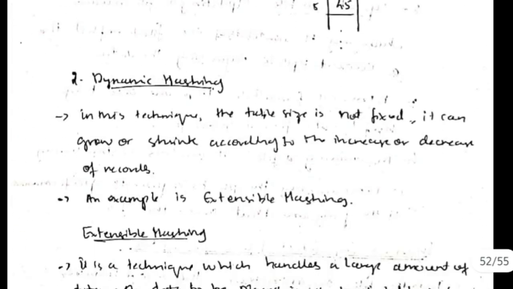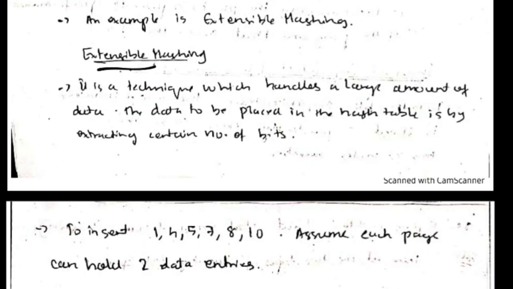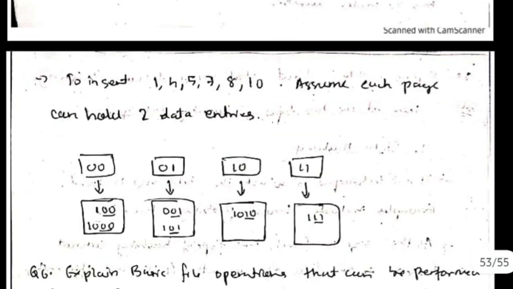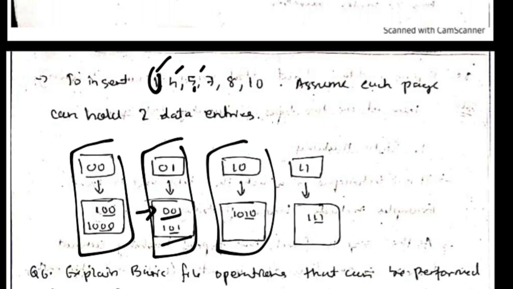But in dynamic hashing that's not the case, because the table size is not fixed. Extensible hashing uses a technique which uses the binary values of the numbers. So the binary value should be stored, see 1's binary value is 001, so 001 will be stored here and 5 will also be stored with 1, and similarly we will have the other numbers listed also.